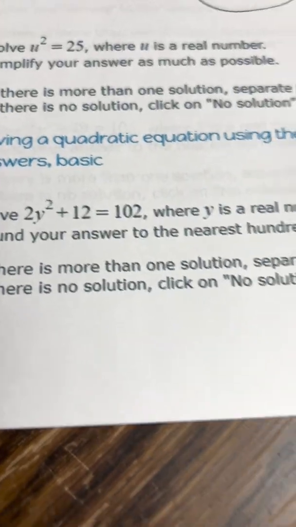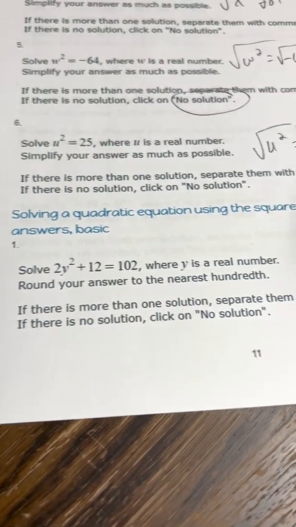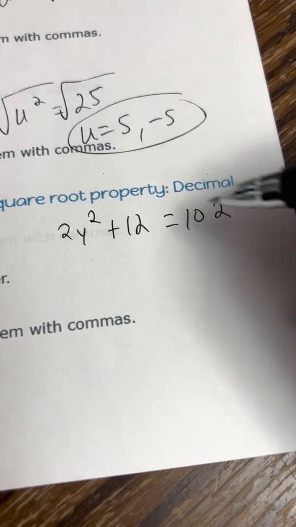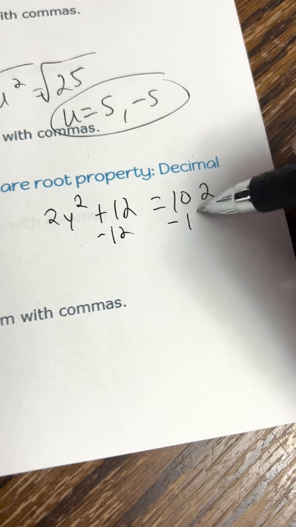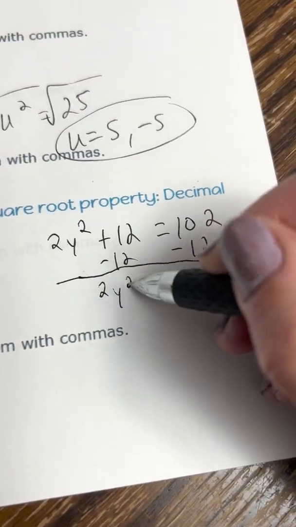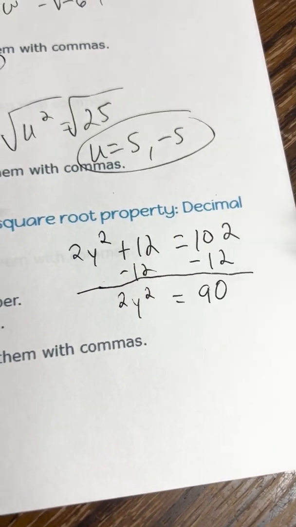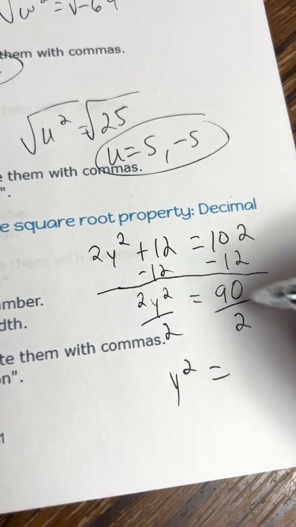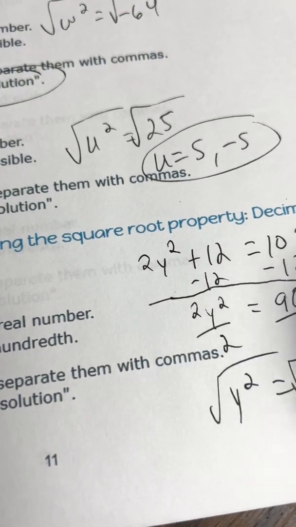We're going to do something similar here. It takes a little bit more steps. So we are going to have an equation. In order to get the y squared alone, I'm going to subtract 12 from both sides, just like we would do if we were trying to solve for x. Now we're solving for the squared term. So you get 90, divide both sides by 2, because I want to get y squared alone. And now I have the same problem we had up above. Take the square root of both sides.